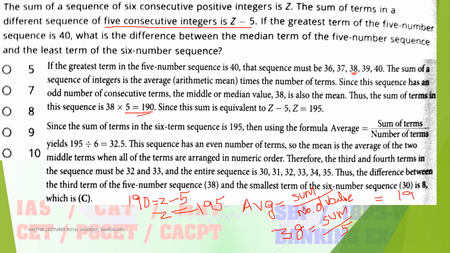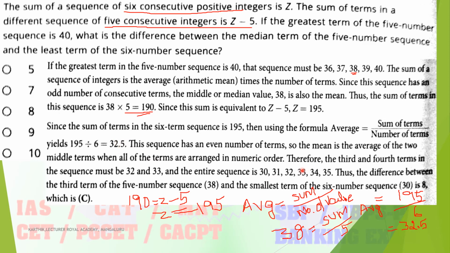The number of values we know, that is 6. 6 consecutive positive integers, 6 we know. So average is how much? From that you can easily determine the average. Average is equal to 32.5. So 32.5 average you are getting. So from that you can assume the values.